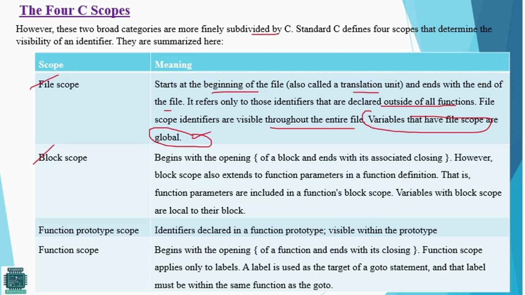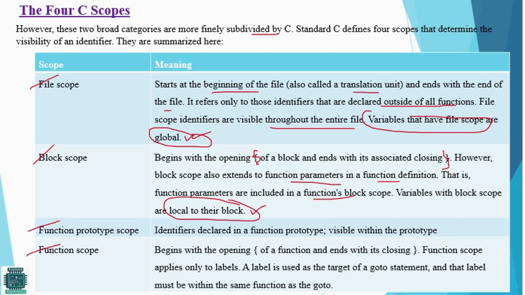Here, it begins with the curly brace and ends with a curly brace. However, block scope also extends to function parameters in the function definition. That is, function parameters are included in a function's block scope. Variables with block scope are local to their block. Okay, here it is considered global and here it is considered local to the block. And the third one is function prototype scope. Here, identifiers declared in a function prototype are visible only to that particular prototype, not globally. And the last scope is function scope.